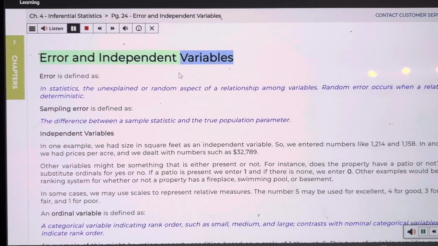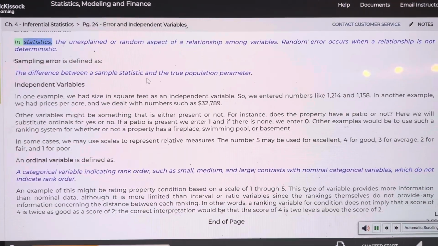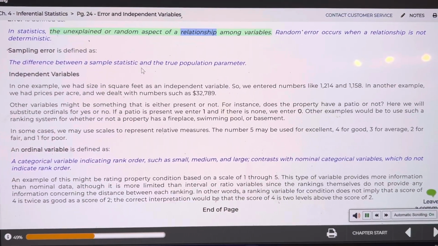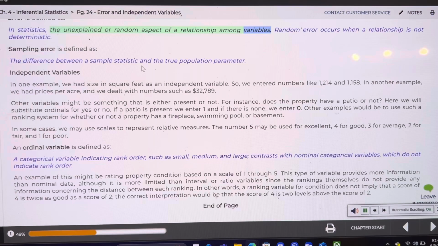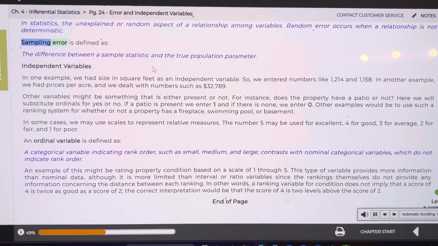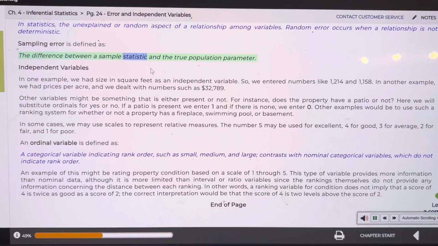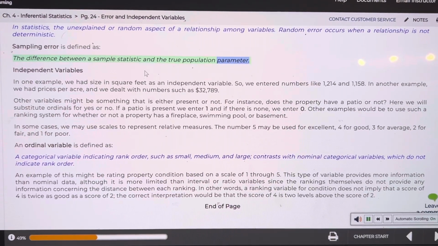Error and independent variables. Error is defined as, in statistics, the unexplained or random aspect of a relationship among variables. Random error occurs when a relationship is not deterministic. Sampling error is defined as the difference between a sample statistic and the true population parameter.